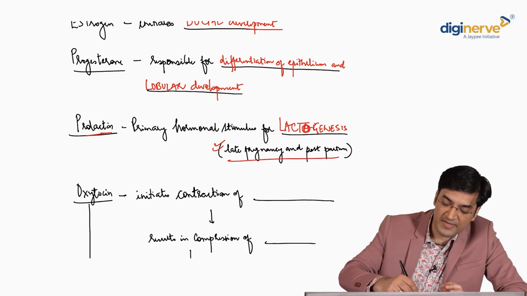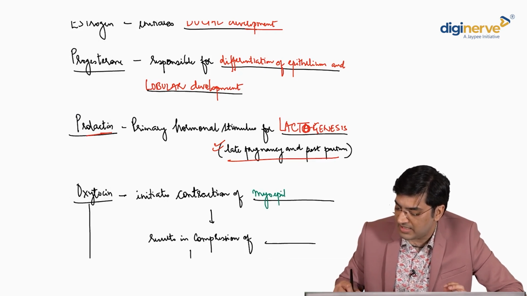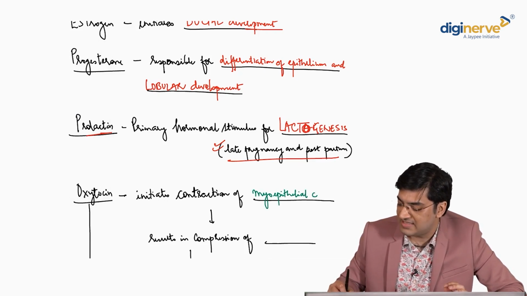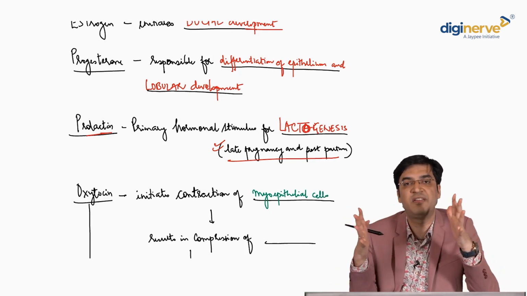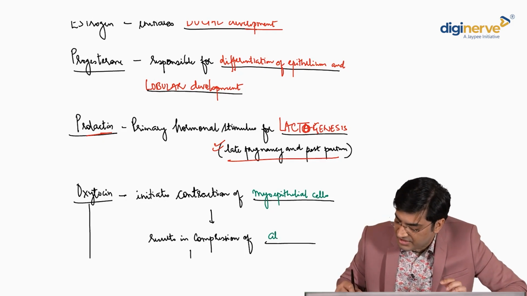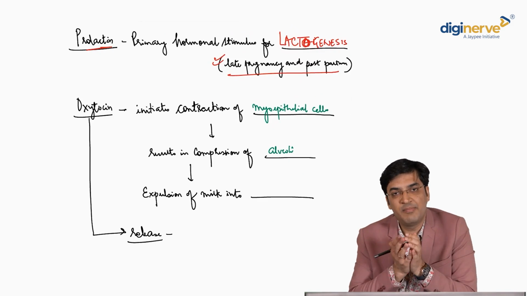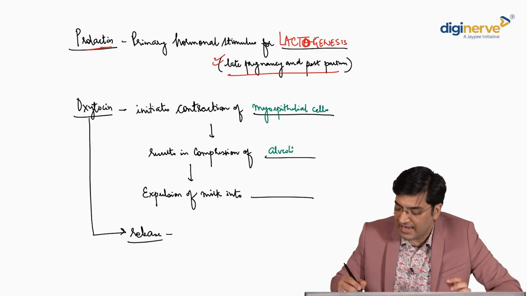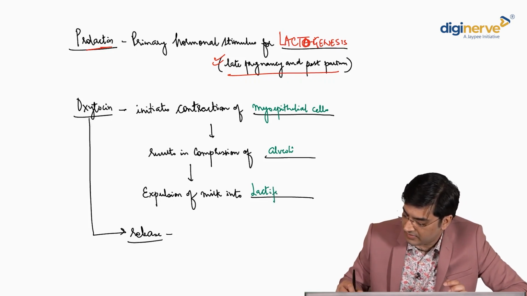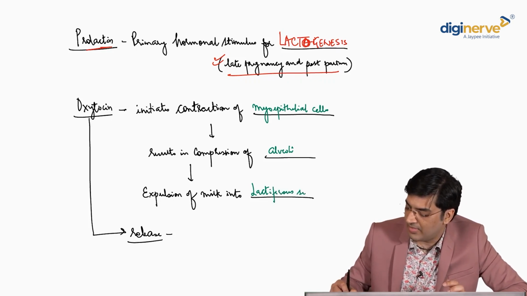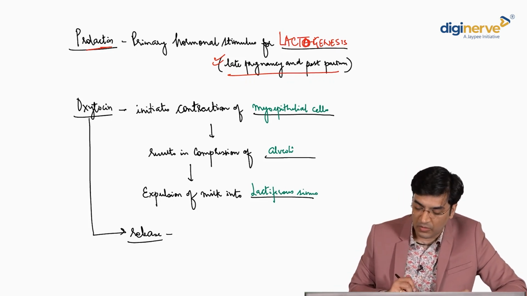Why? Because it initiates the contraction of which cells? Myoepithelial cells, which are the contractile cells. When the myoepithelial cells surrounding the lactiferous ducts contract, there is compression of the alveoli. When the alveoli compress, what happens? The milk is pushed into the lactiferous sinuses, and thereby the milk is expressed out of the nipple because of oxytocin.